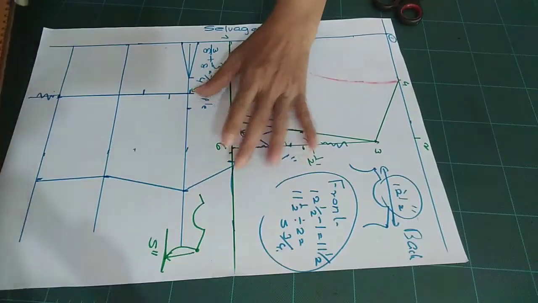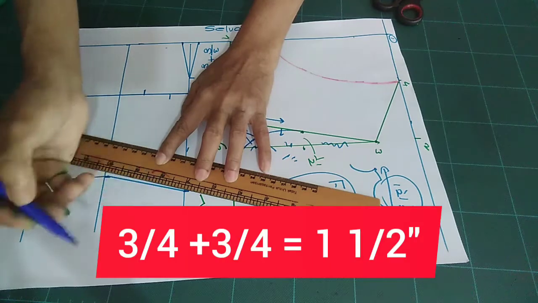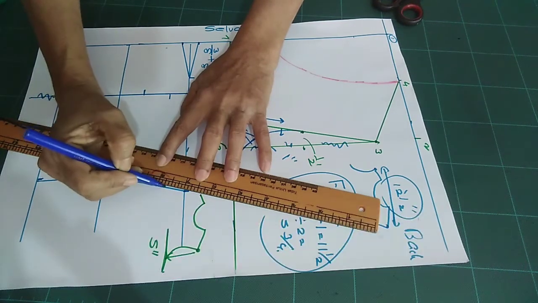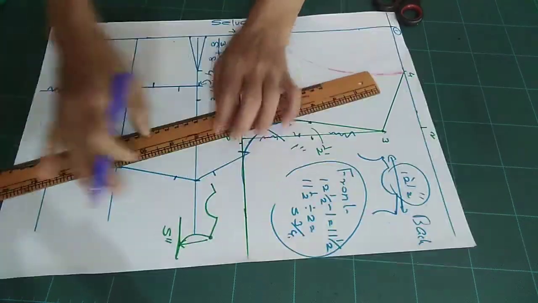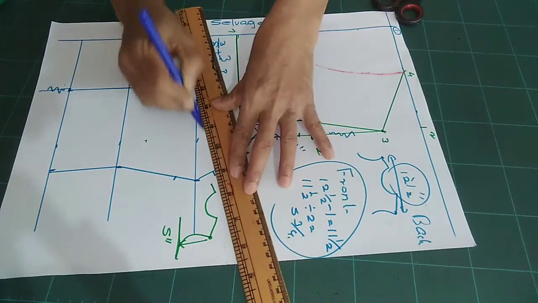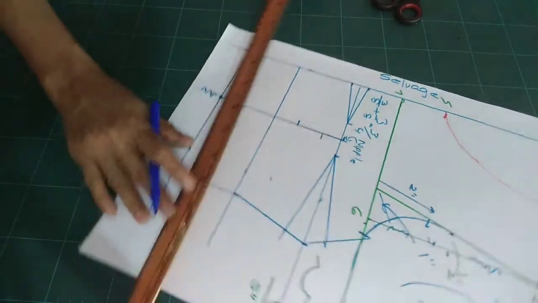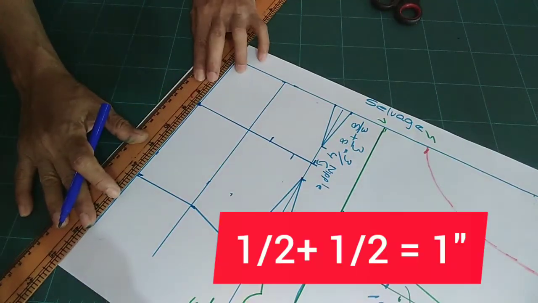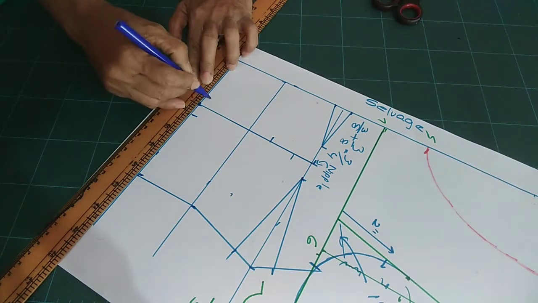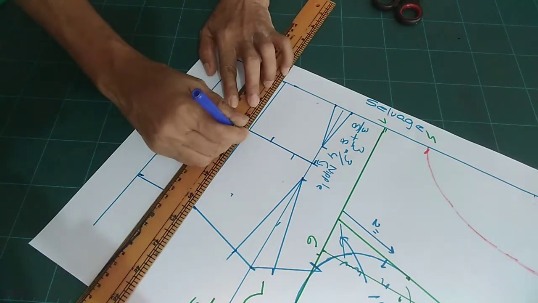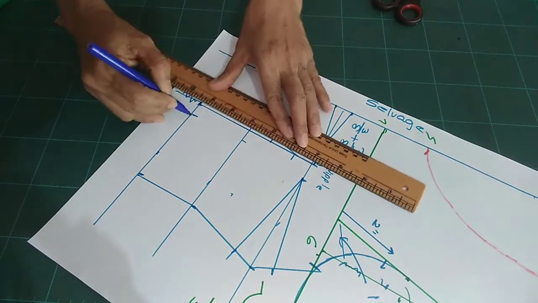I'm going to draw the side dart. Total dart 1.5 inch, divide by 2, 3/4. You measure this side and this side, both sides. Okay, total 1.5. Now I'm going to do the waist dart. This one, 1 inch divide by 2, 1/2 inch for this side, 1/2 inch. Again 1/2 inch, 1/2 inch. Now I'll draw the dart like this. Okay.